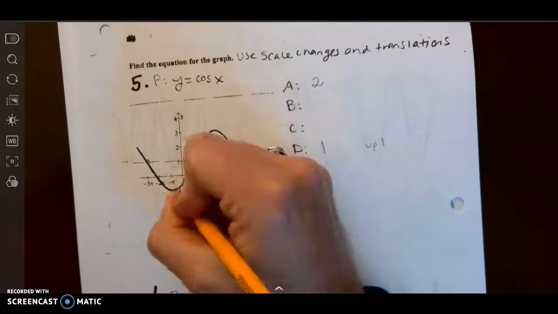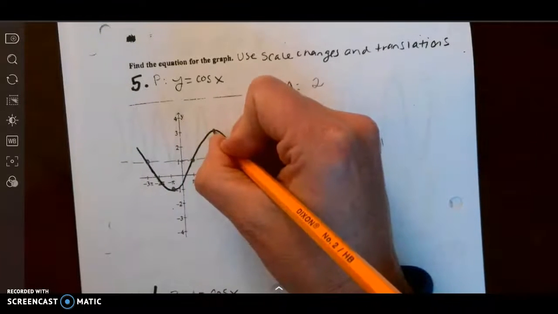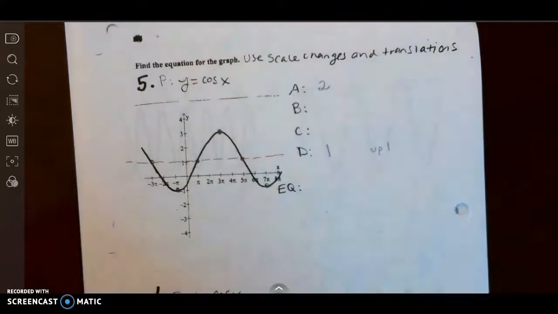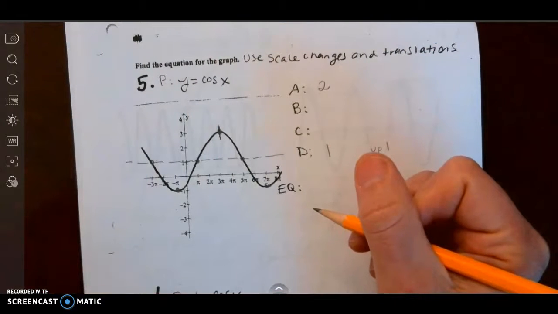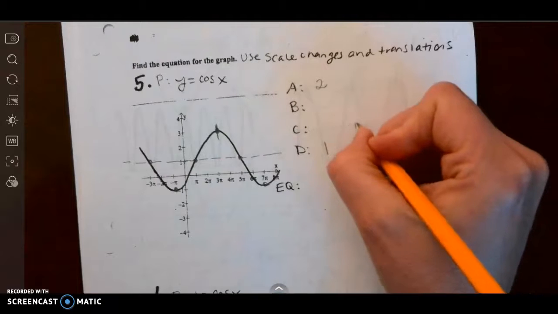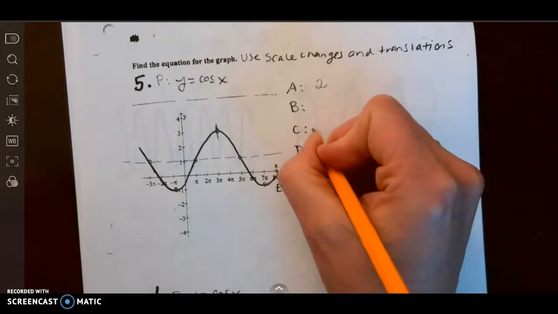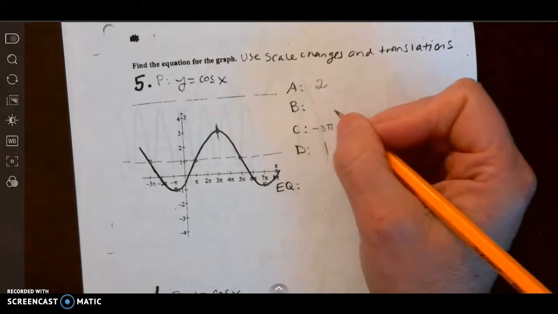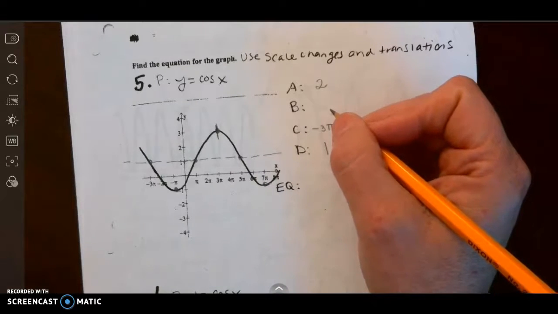I'm going to go ahead and mark my key points. And for cosine, that's the only one that I see. And it looks like it's moved to the right 3 pi. So C value is going to be negative 3 pi. And then I've got to figure out what my period is in order to find my B value.